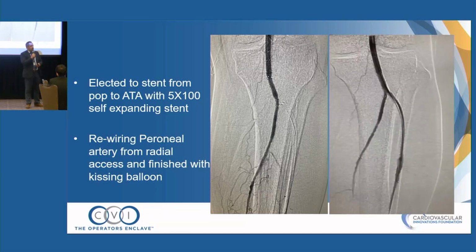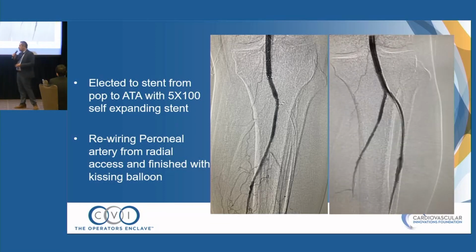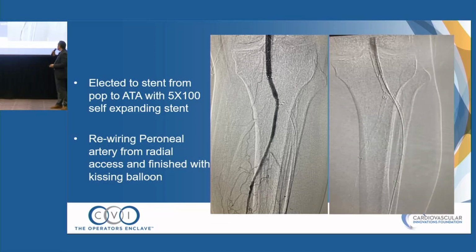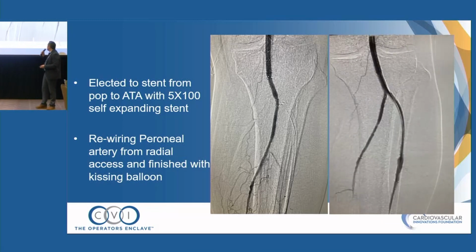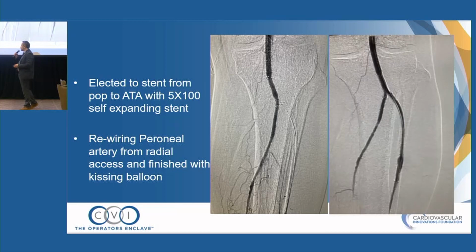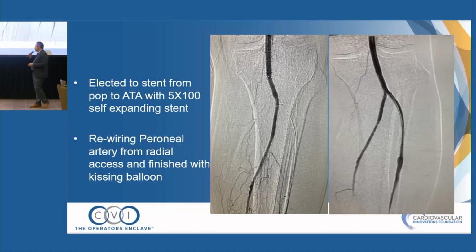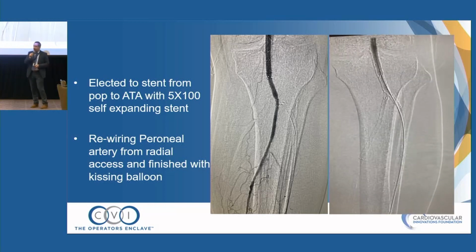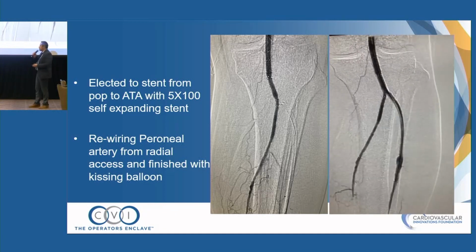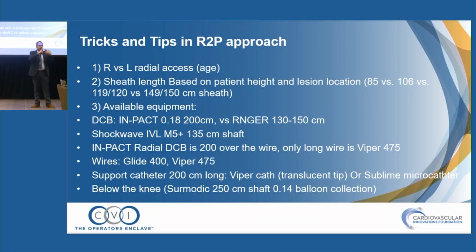Again, this is just a different way to achieve the same thing. After we crossed, we stented from the distal popliteal to the AT, we rewired from the radial approach, and we did a kissing balloon there. This is in cardiology called the call-out technique, for our vascular partners. When you go back with the stent, rewire, and you just do it heavy. In the proximal, you have 2 layers of the stent.